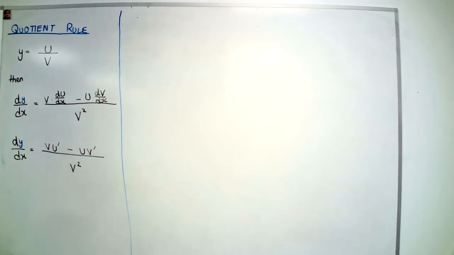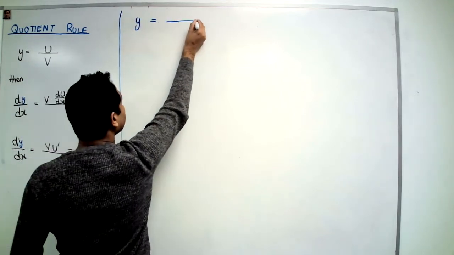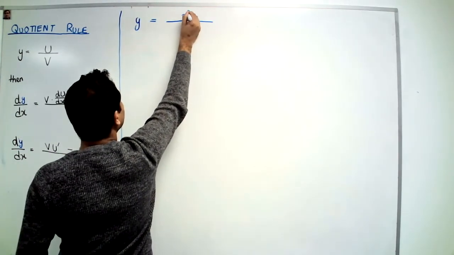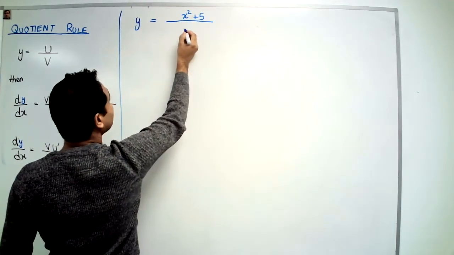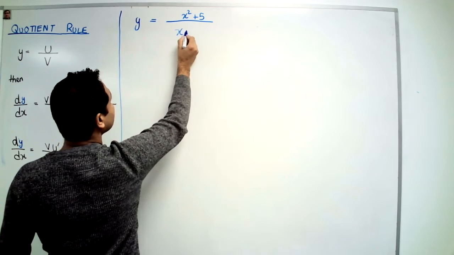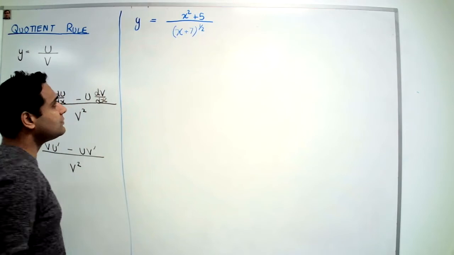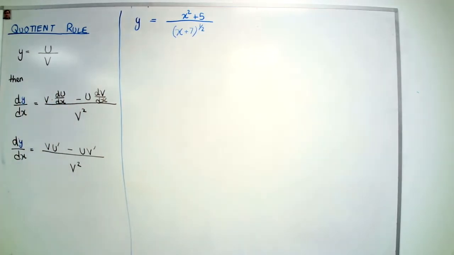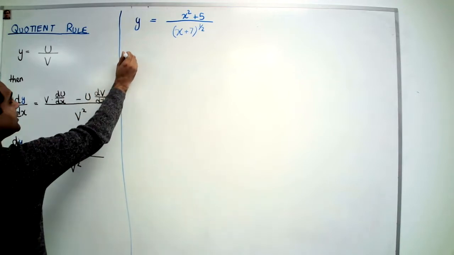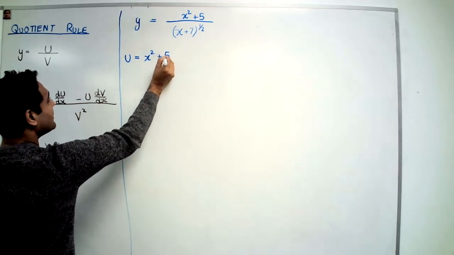Now let's say if we got y equals x squared plus 5, and at the bottom you have x plus 7 to the power half. And now you want to differentiate this. Now first we need to decide which one is u, which one is v. So let's say the top one is always u. So u equals x squared plus 5.